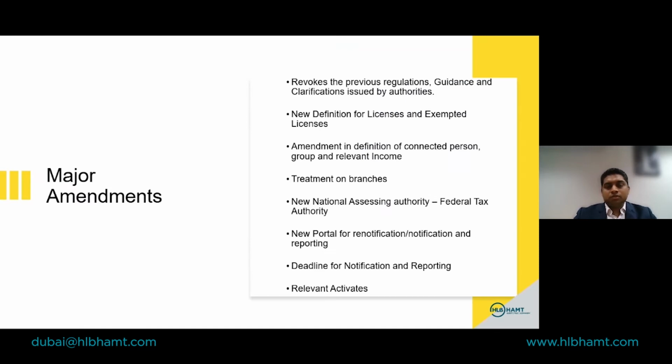So now I will request Mr. Jayakrishnan to take us through the major amendments of August 2020 on ESR.